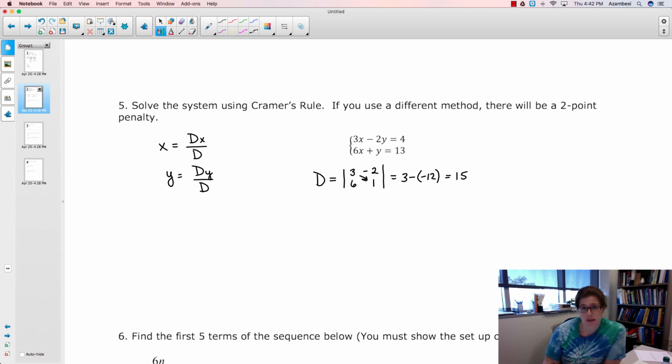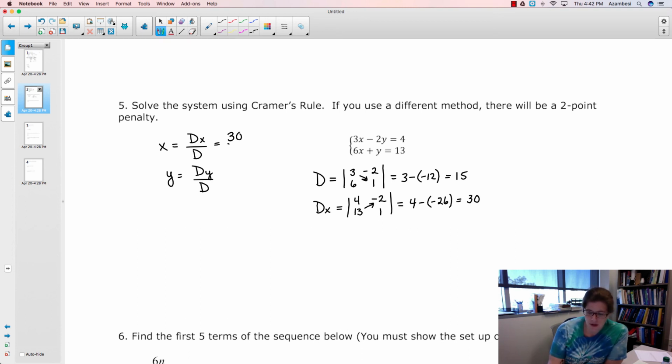Now for dx and dy, we just switch out what's on the other side of the equal sign with x or y. So dx, I'm putting 4 and 13 in where x was, leaving y alone, and I get 4 minus negative 26, or 30. Once you have dx and d, you can solve for x. So dx is 30, d is 15, gives us x equal to 2.